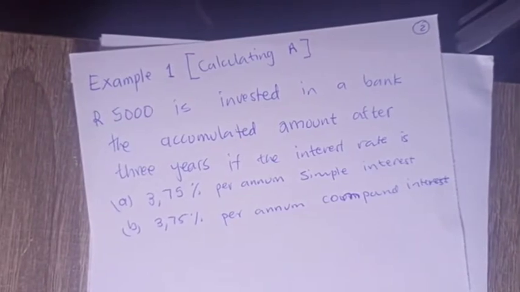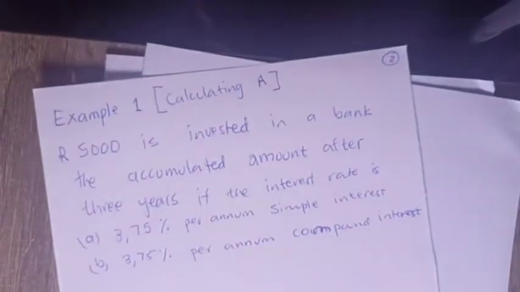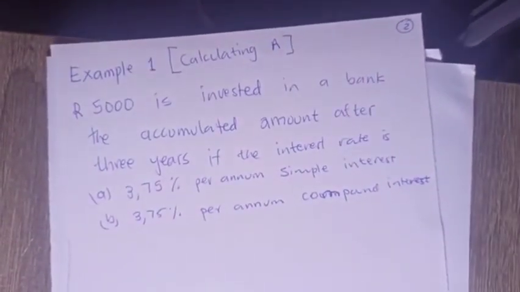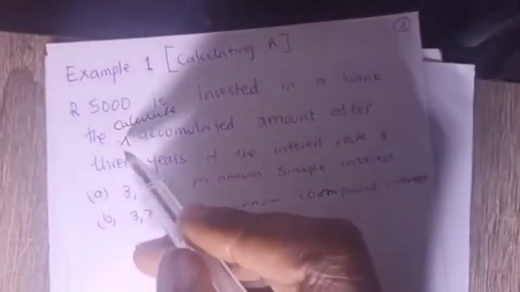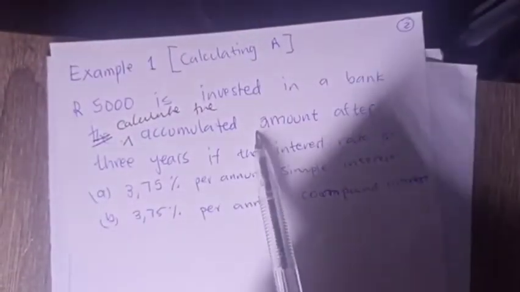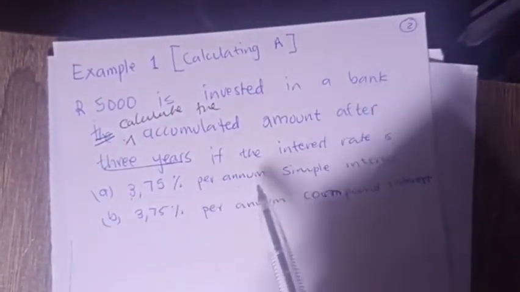For the first question, example 1, we are calculating the value of A. You still remember what A is? A is the future value. So let's read the question and then I'm going to show you how you actually answer it. 5,000 is invested in a bank. Okay, something is missing. Calculate the accumulated amount after 3 years if the interest rate is 3.75% per annum, simple interest.